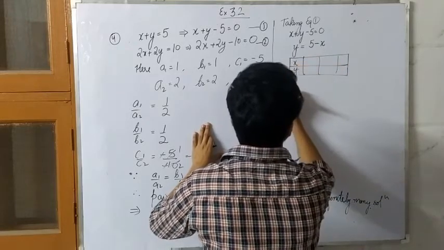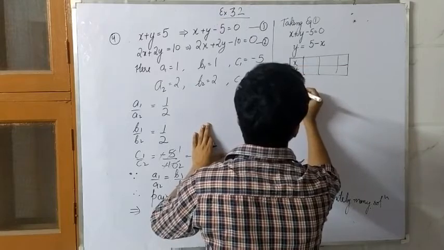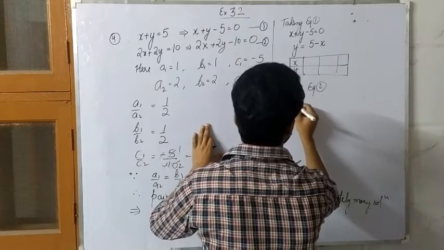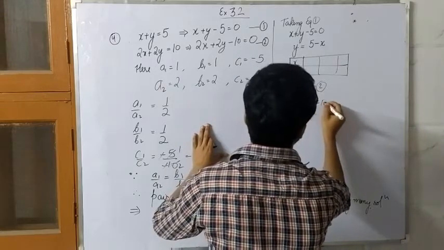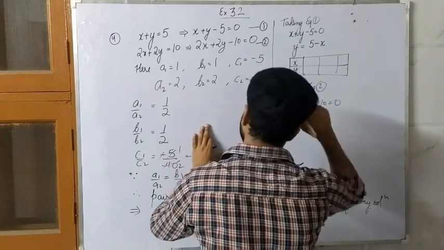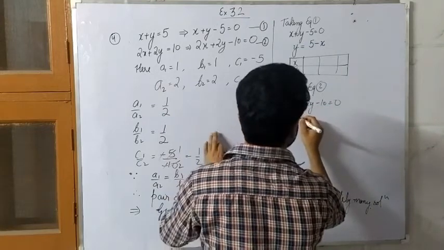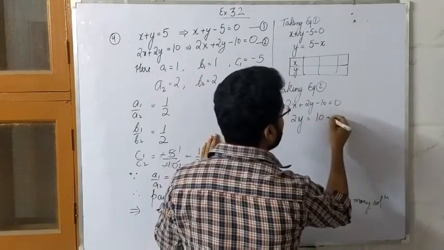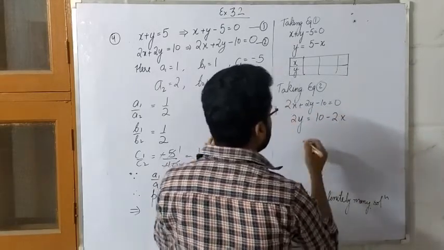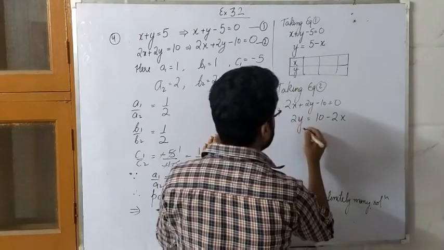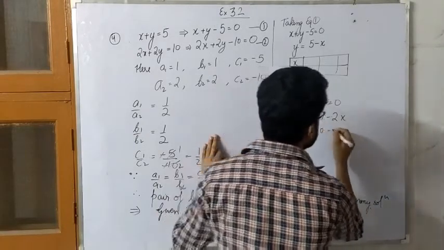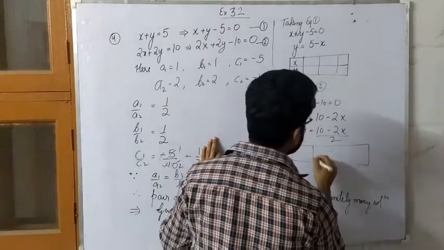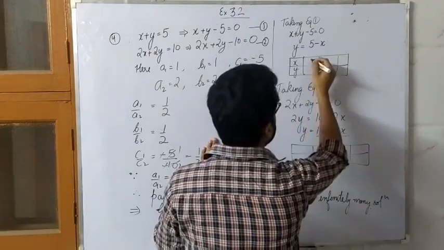This is x and this is y. Similarly, taking equation 2, 2x plus 2y minus 10 equals to 0. Similarly, 2x, 2y, this minus 10 will go that side and become plus, and 2x will go and become minus, right? Now this y and this 2 we will send that side. Now make the box in this also, right?